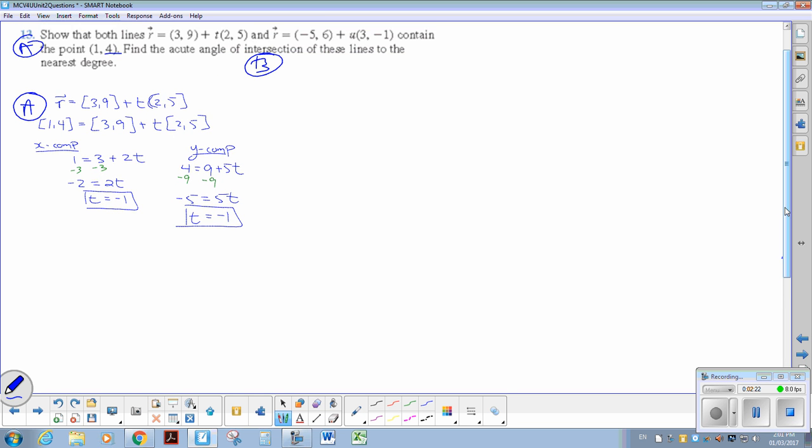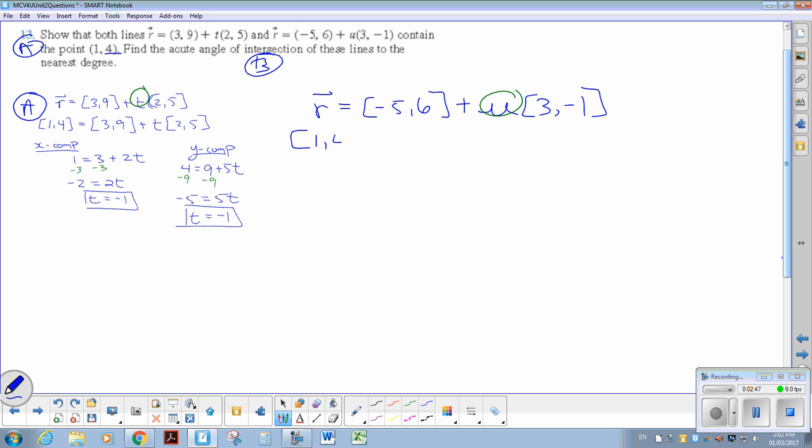So the next one was r equals (-5, 6) plus u. You'll notice they changed variables for the direction vector. If you have two different lines, you can't have the same variable. So notice we had t over here, and now we have u. So whenever you jump to a new line, you have to have a new variable. Keep that in mind if you have to create a new equation.